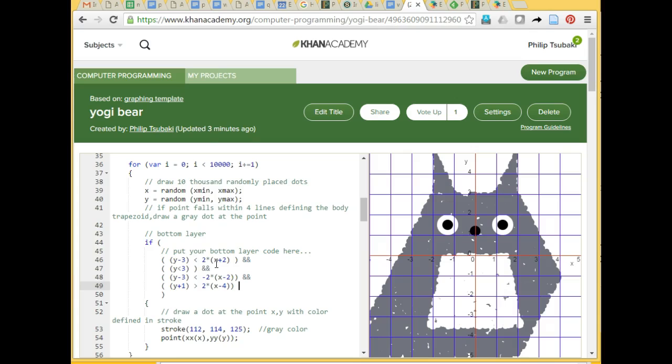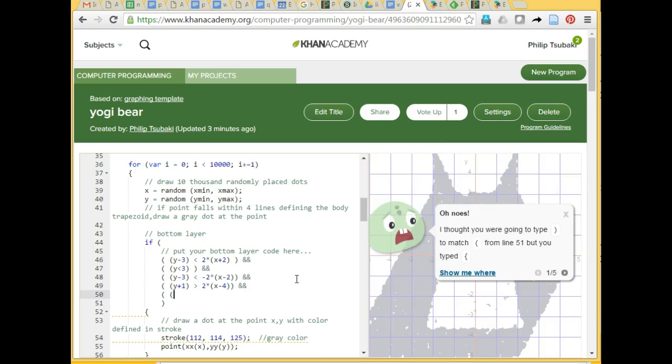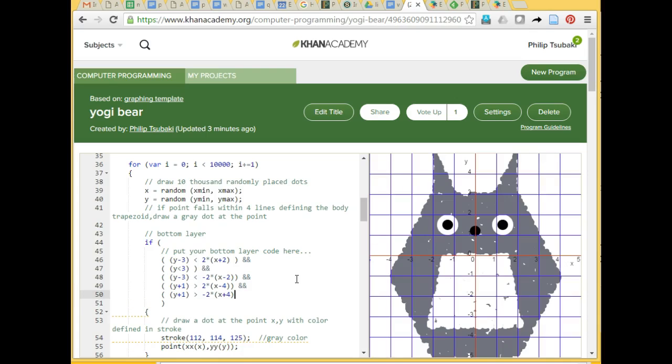Now, I do need to do this part here, right? It's not cut off there, so we need to actually add a new one here. Y plus 1 is greater than negative 2 times x plus 4. Okay. And now it is Yogi Bear's head's shape, okay, except for the rest of it is not Yogi Bear's face.